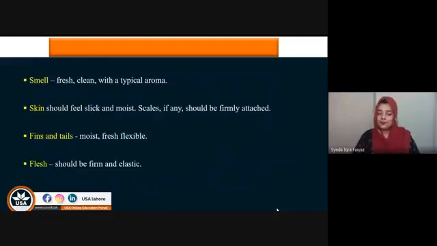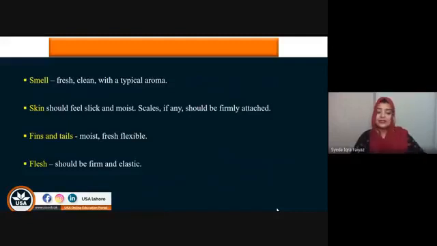When we talk about smell, it needs to be fresh, clean, with a typical aroma. So the typical aroma of the fish is very fishy. However, it's not stinky. So you have to make sure that when you're smelling the fish, it is fresh, clean, and it's also having the typical aroma and not stinking.